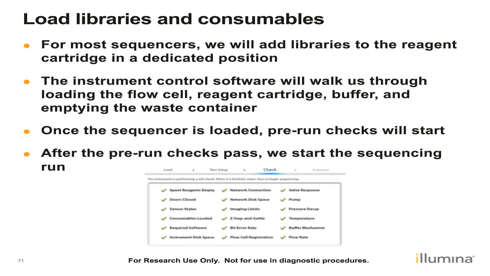Next, we will load our libraries and consumables onto the sequencer. For most sequencers, we will add the libraries to the reagent cartridge in a dedicated position. The instrument control software will then walk us through loading the flow cell, reagent cartridge, buffer, and emptying the waste container. Once the sequencer is loaded, we will start the pre-run checks to evaluate the sequencer, and after the pre-run checks pass, we start the sequencing run.